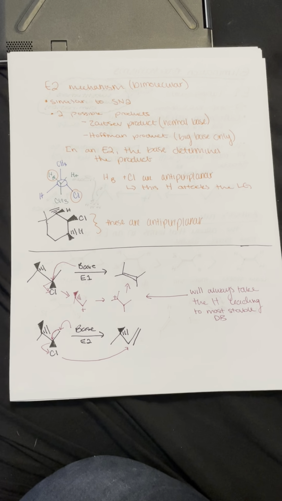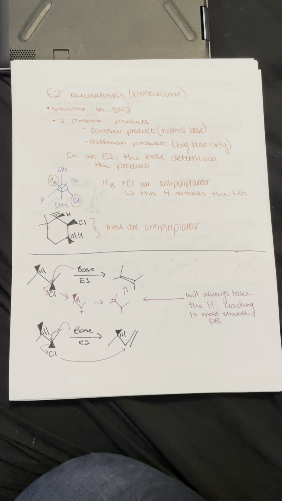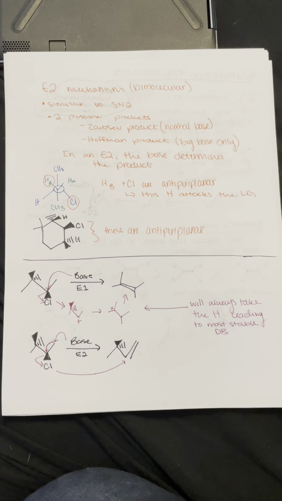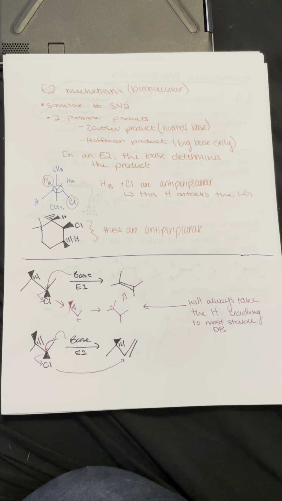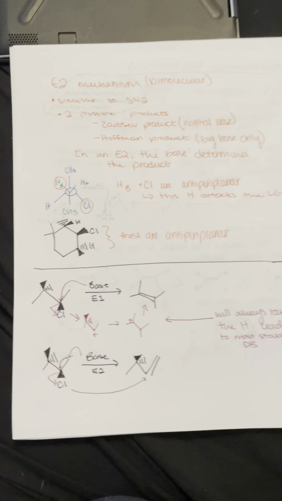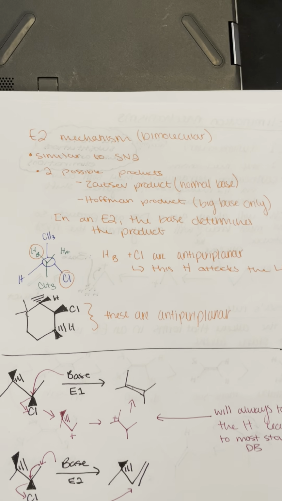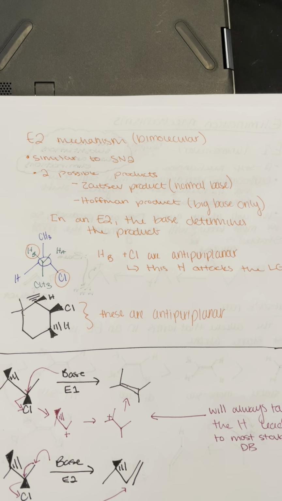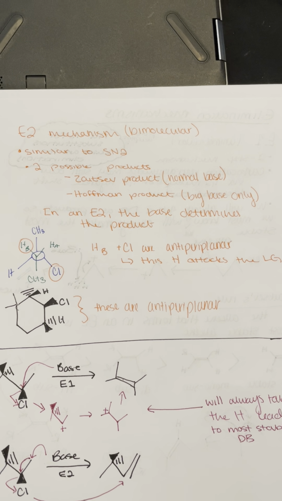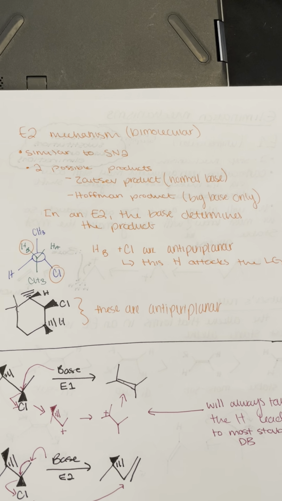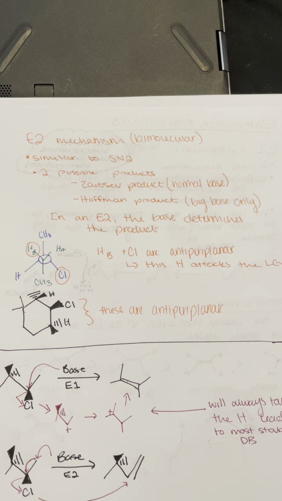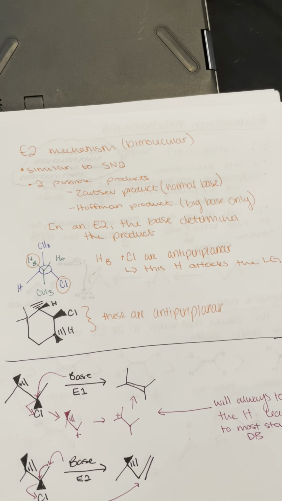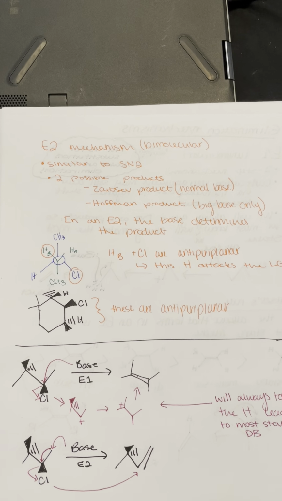Here we have an E2 mechanism, which is just bimolecular. It is similar to an Sn2. There are 2 possible products that you could derive from an E2: the Zaitsev product, which is what we've seen before, and the Hofmann product, which only uses big bases. In an E2, the base determines the product through either a normal base or a big bulky base, which we've seen from the chart earlier.